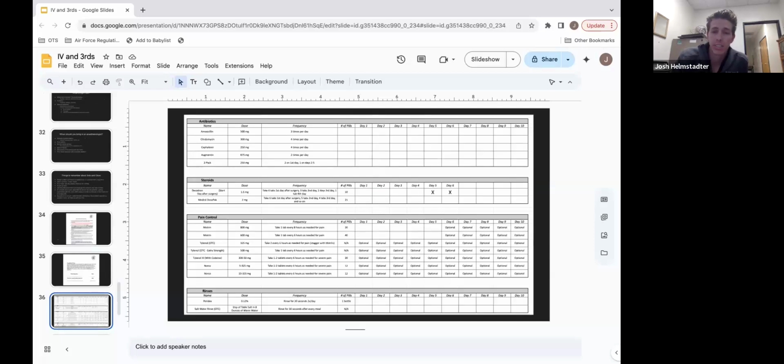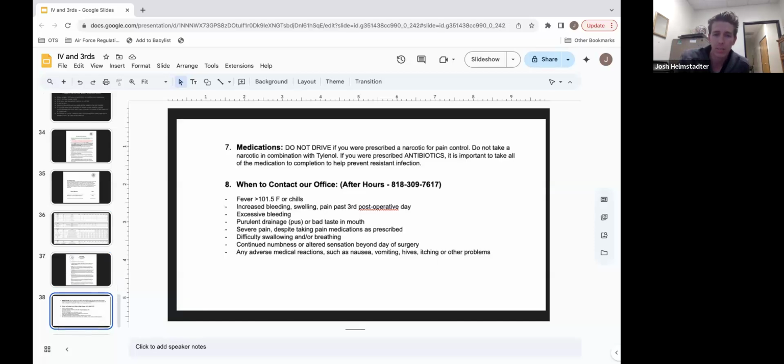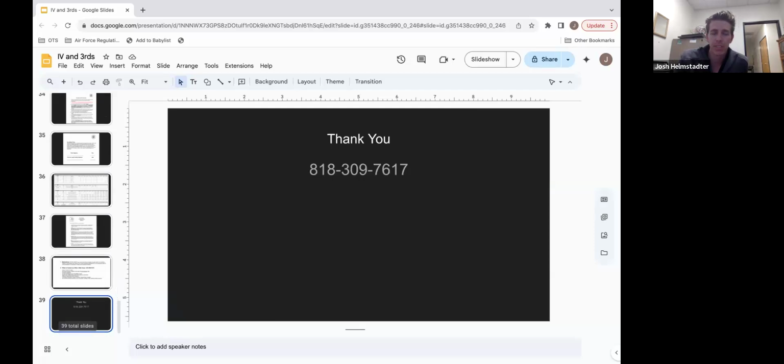This is a medication list I hand out to every patient, and I just highlight which medications I sent over so they understand how to take the medications. And then this is my post-op instructions I give to the patients. So if you guys have any questions about thirds, IV sedation, or have a case that you're considering doing or sending over, just text me. That's my number, and I'm happy to answer.